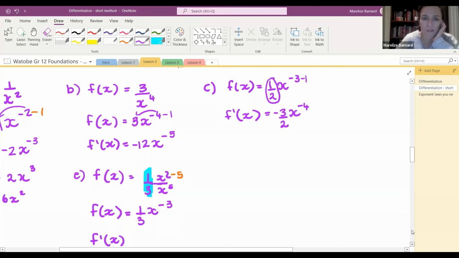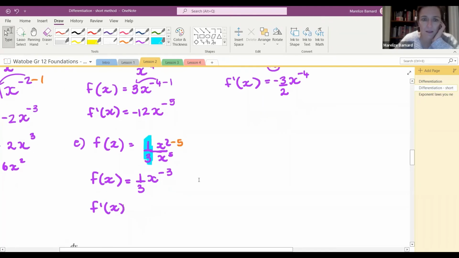Going to give it a few more seconds. So we go negative 3 times a 1 over 3. Negative 3 times 1 over 3. No need to do it in your head. You can just do it on your calculator as well, if you're really not good with fractions. That is minus x. And then we subtract 1 from the exponent, and that gives me x to the minus 4.